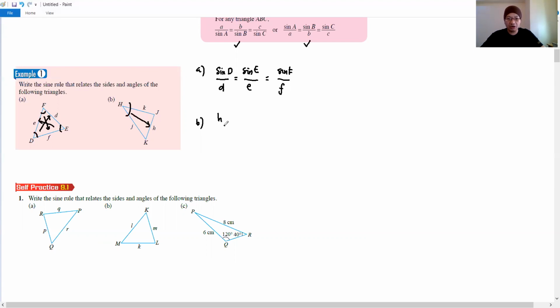So it will be H over sine capital H equals to HJ, J with the angle of J. So the small j over sine capital J equals to K. So K smaller over sine capital K. Then that is the answer for the relationship for question B.